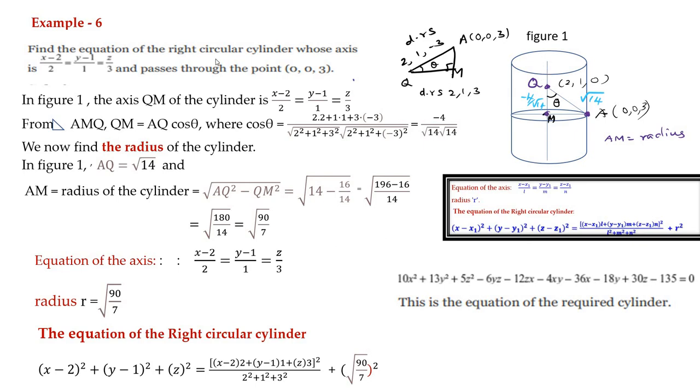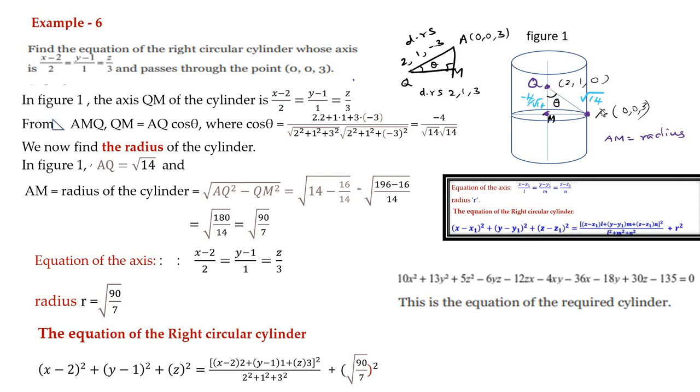So we have this. Now the equations of the axis of the cylinder are known. So if we know the radius, then we can make use of this formula to obtain the equation. Now how to obtain this radius AM? This radius AM is nothing but the square root of AQ square minus QM square, from the Pythagoras theorem, from the right angle triangle. Now how to find AQ?